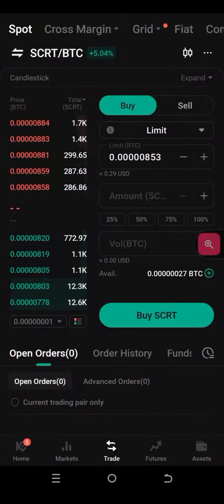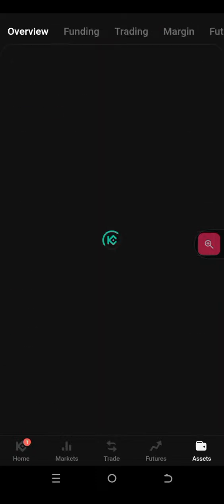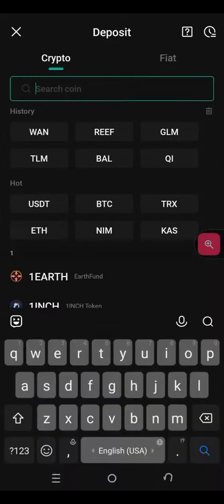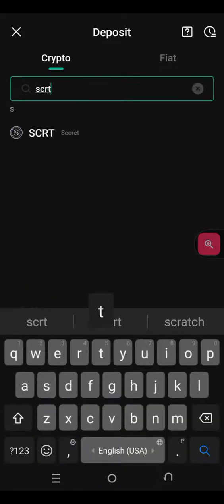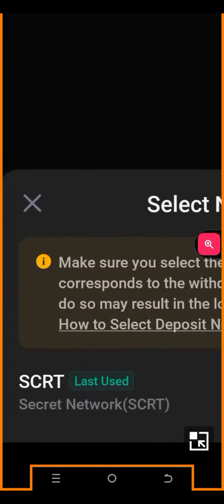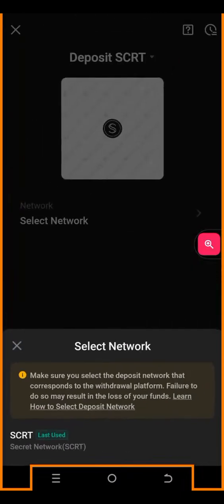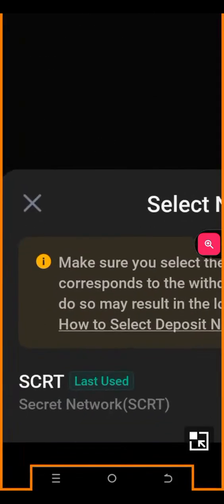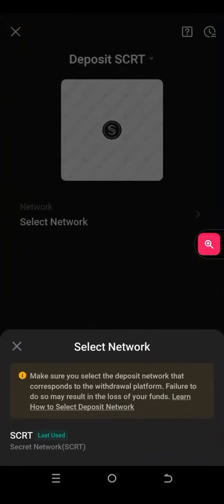Okay, so now the next thing we're checking is deposit, right? Can we deposit SCRT here? Of course, it looks like we can. But what's the network? Ooh. Can you see what I'm seeing here? Ooh, it's Secret Network. Secret Network. Interesting. That's the network, right? But let's go back to Binance.